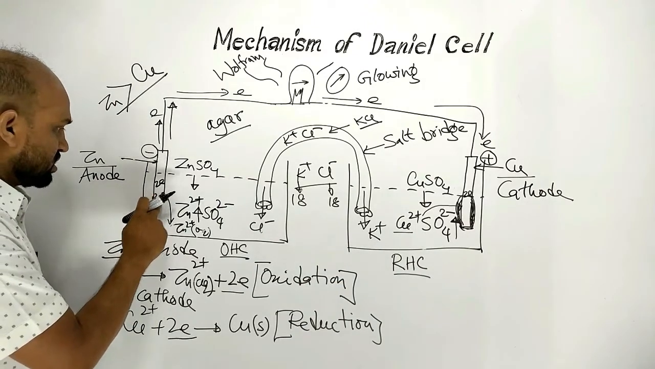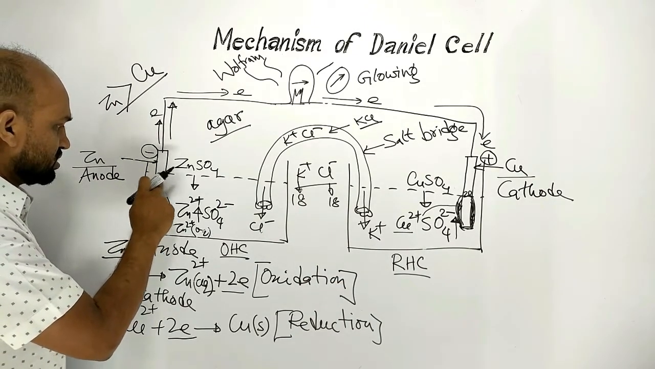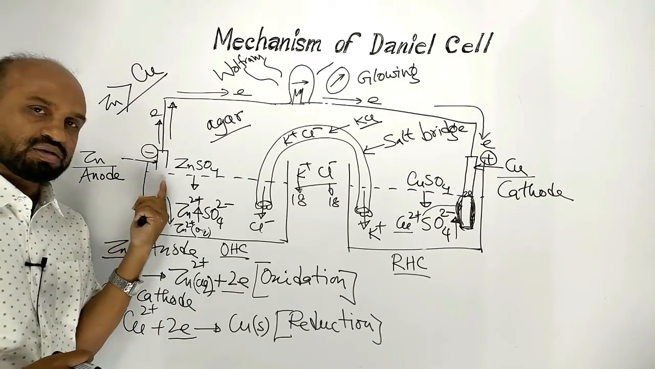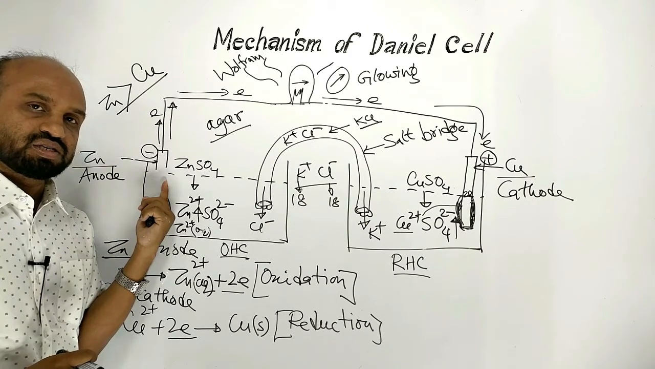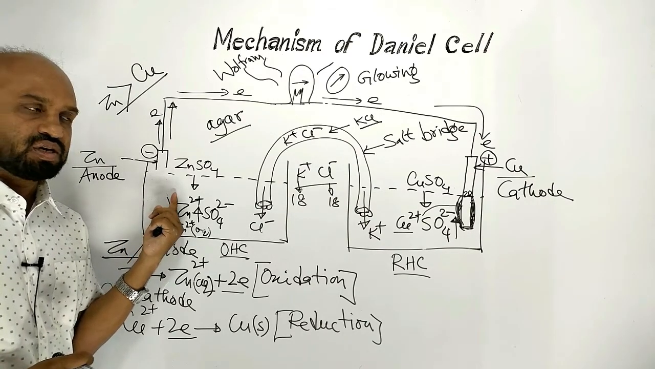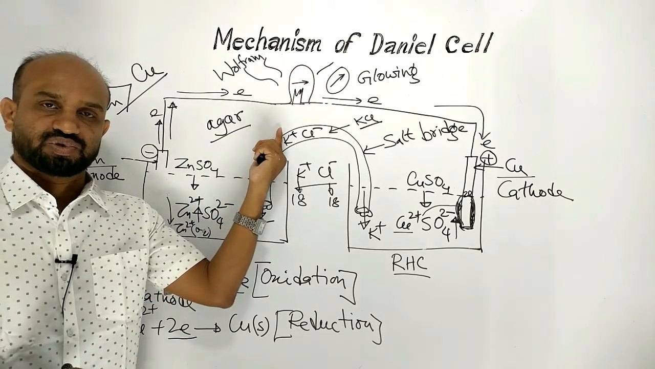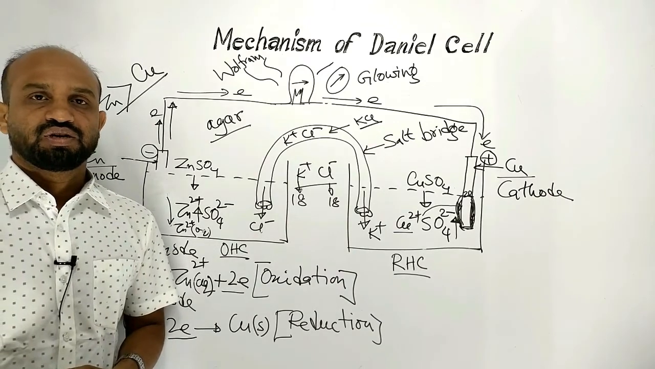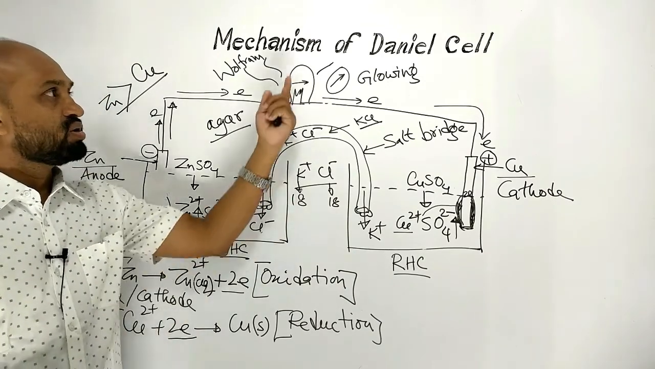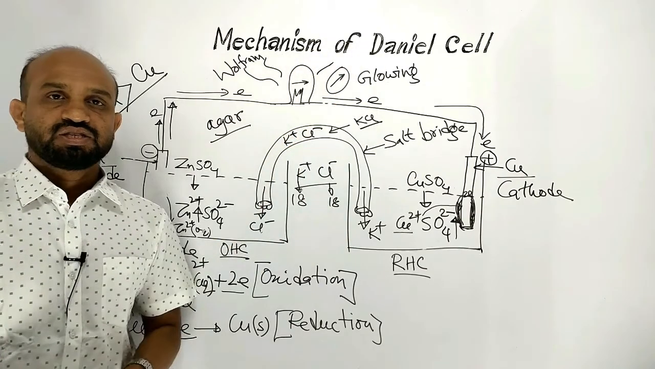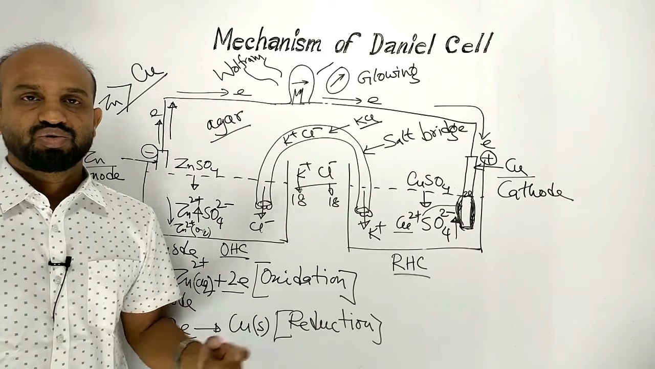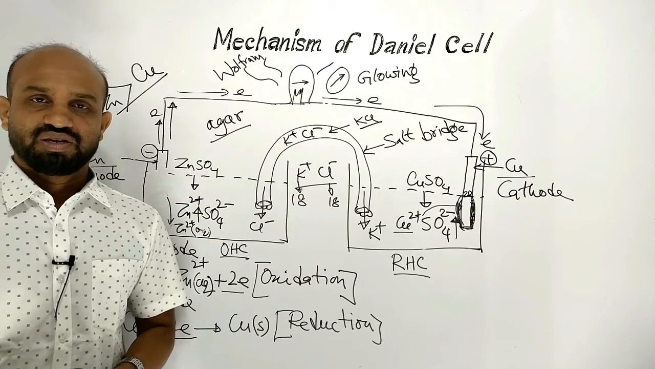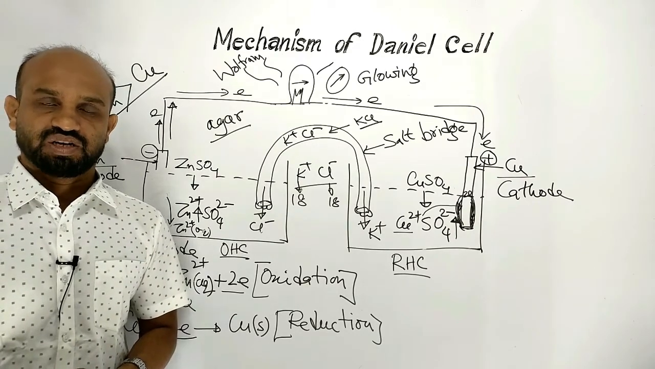When with the decaying of this bar, this bar is disconnected from the solution, then electricity flow stops. In this way, we can get electricity from the electrochemical cell or Daniell cell. This is the mechanism of the Daniell cell through which electricity can be produced. This is all about the mechanism or working function of the Daniell cell.